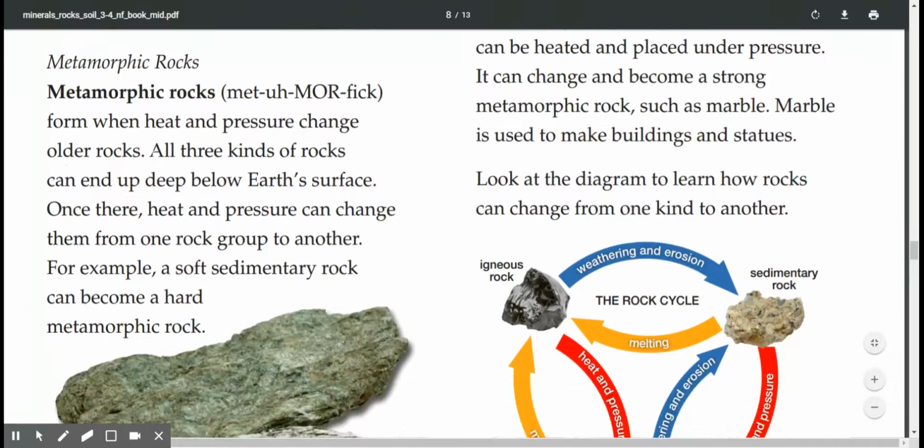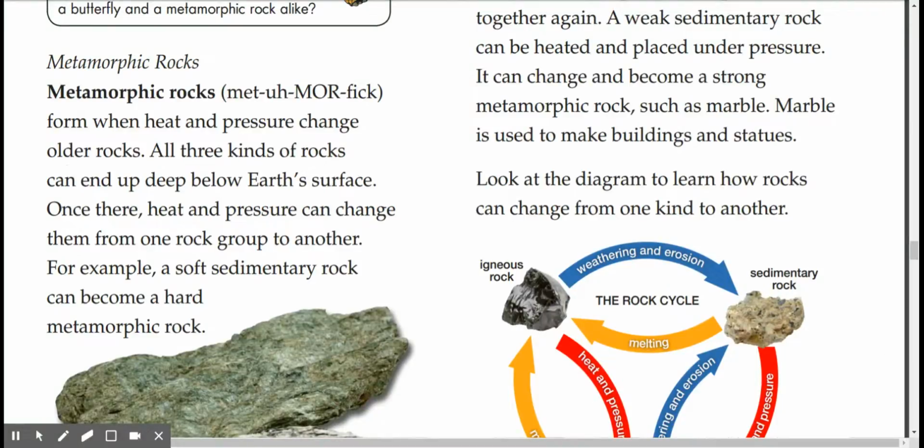Metamorphic rocks. Metamorphic rocks form when heat and pressure change older rocks. So basically, you take an igneous or a sedimentary rock, or even a different metamorphic rock, you squish it, you heat it up, and you get a new metamorphic rock.